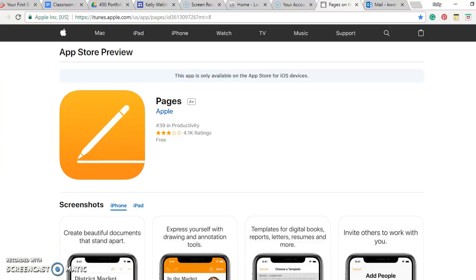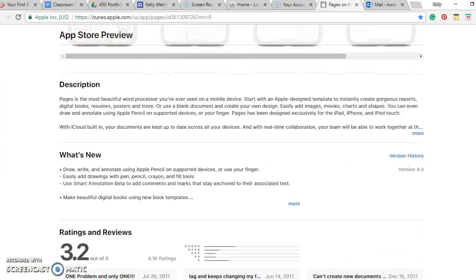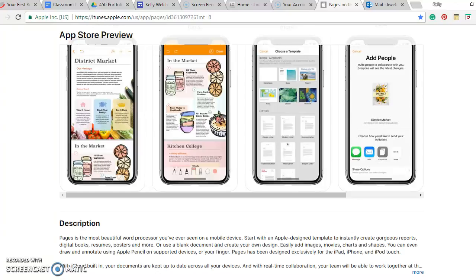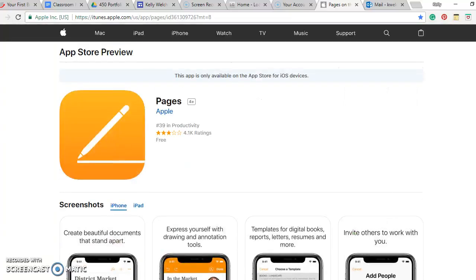Pages is a wonderful app to use in the classroom because students can practice their typing skills and also be very creative in the document that they type out. It is actually a beautiful word processor that you can insert pages. You can change the style of the font. You can change the size of the font, the color of the typing.